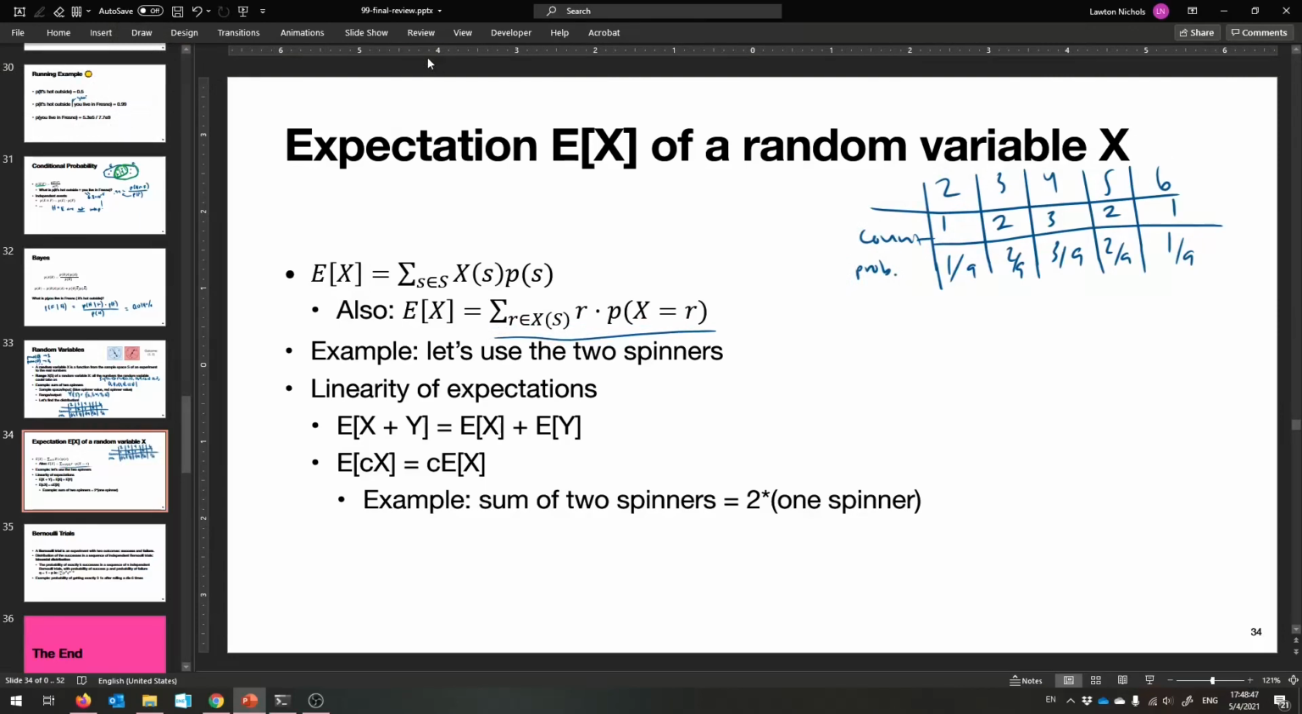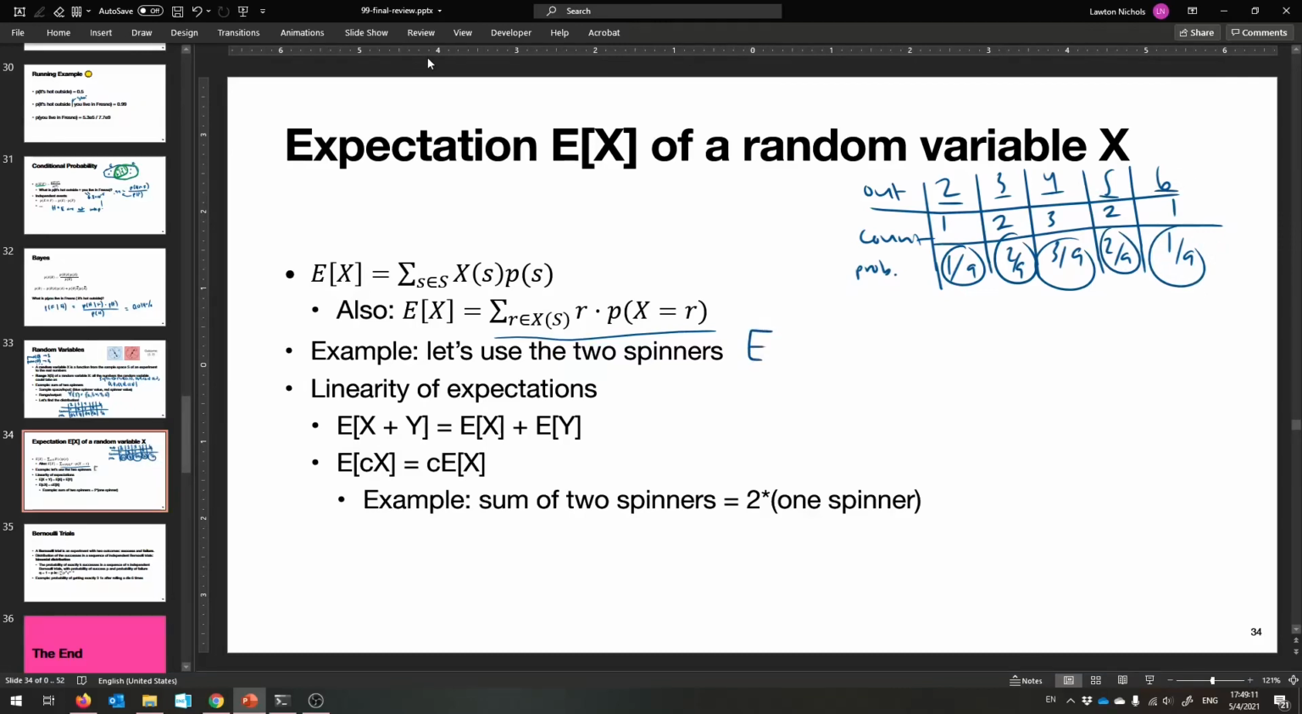It's just a weighted average. It's going to be the sum of some things. So it's going to be 1/9 times 2. That's the output of the spinner. 1/9 times 2 plus 2/9 times 3 plus 3/9 times 4 plus 2/9 times 5 plus 1/9 times 6. All right. So this is the answer.